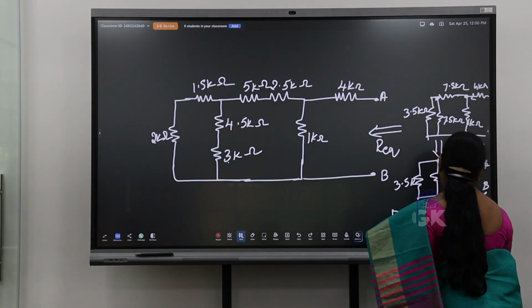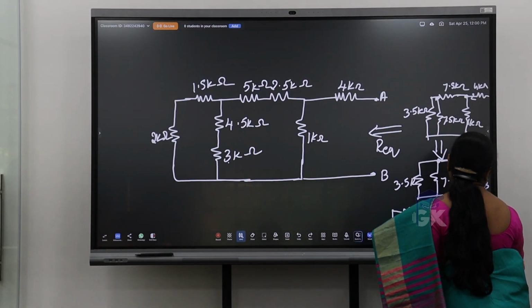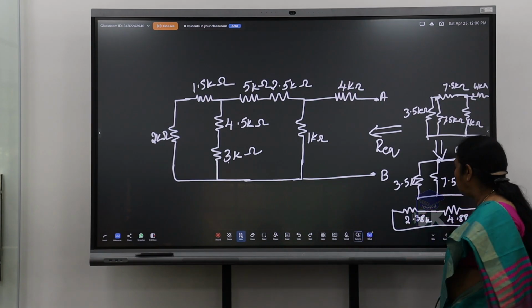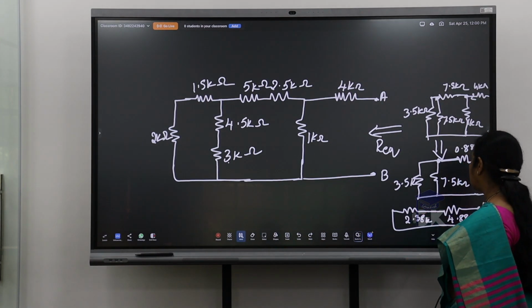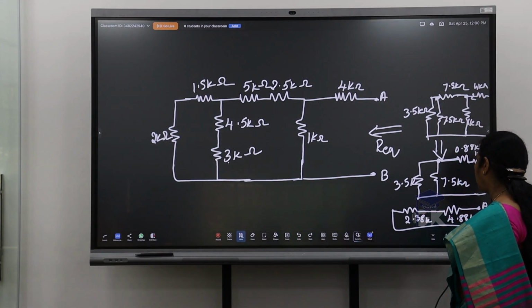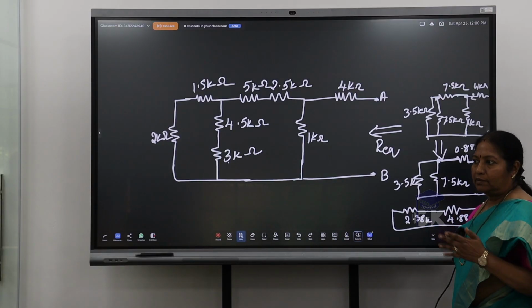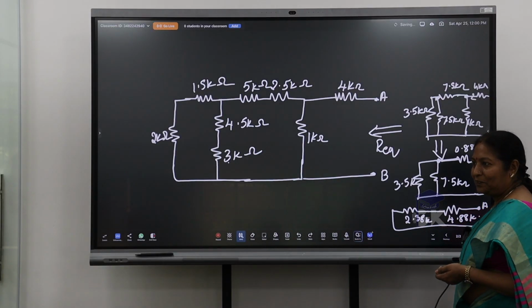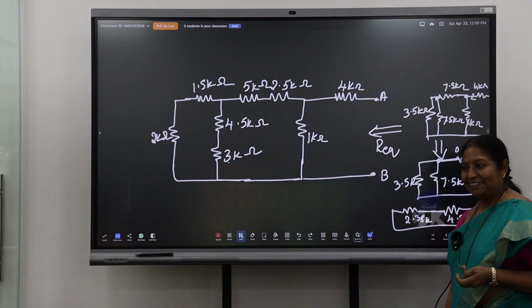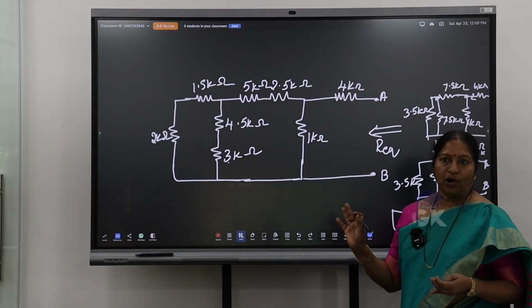So this is the actual resistance between A and B, which is equivalent to 2.38 plus 4.88, 7.27. Okay. So this is the equivalent. How did you get 7? So this is how you have to get it.